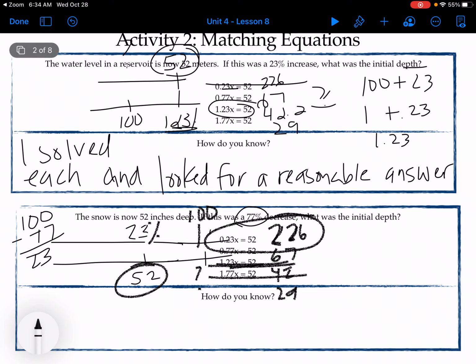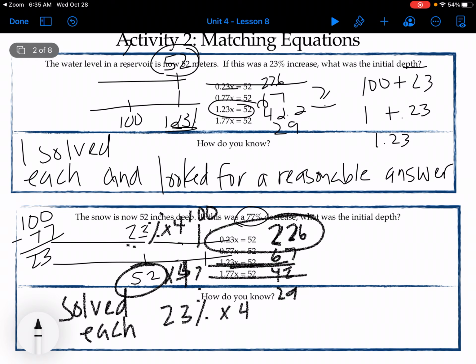So how do I know? It's the most reasonable answer, right? Because this is more than 4 times the amount. Because 23 times 4 is about 100. So it's 226. So how do we know? Solved each question. 23% times 4 is about 100%. So 52 times 4 is about 226.